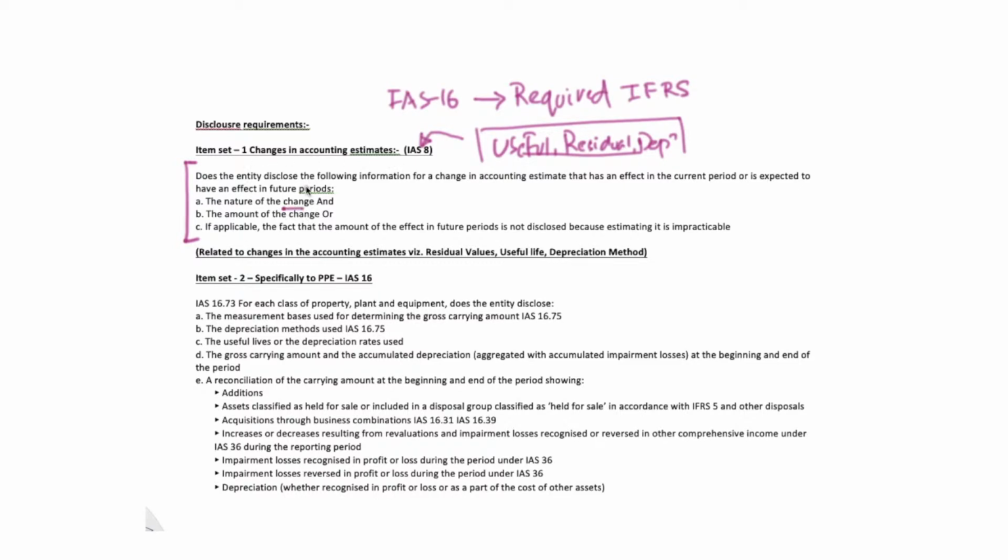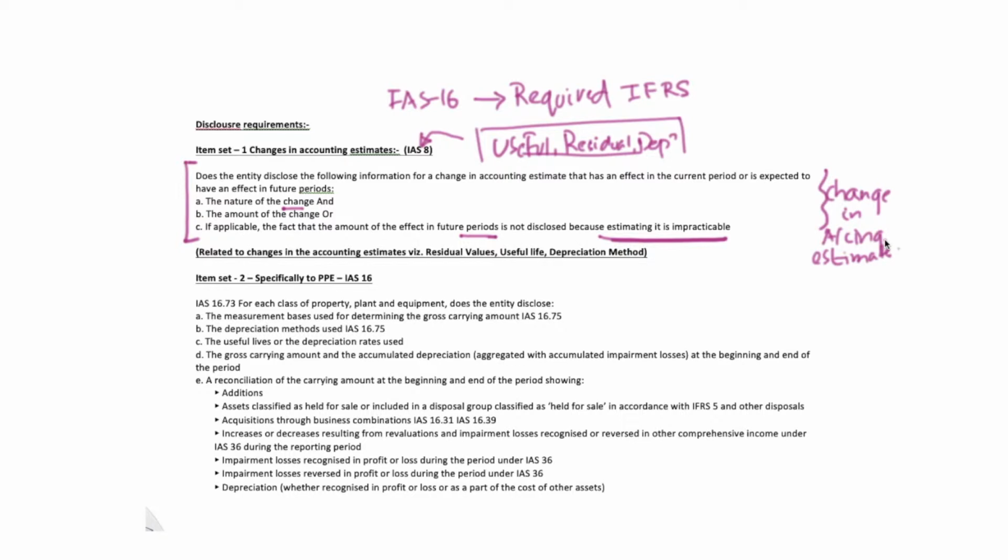We've changed from A to B. Why did you change? The amount of the change, the number of years that we have changed, and the fact about the effect in the future period if it is not disclosed, if estimating is impracticable. Sometimes it's very difficult for us to estimate everything, and we just have to disclose the fact and why we think that a proper estimation we won't be able to make. So these are basically the changes in the accounting estimates, for example, residual value and the useful life.